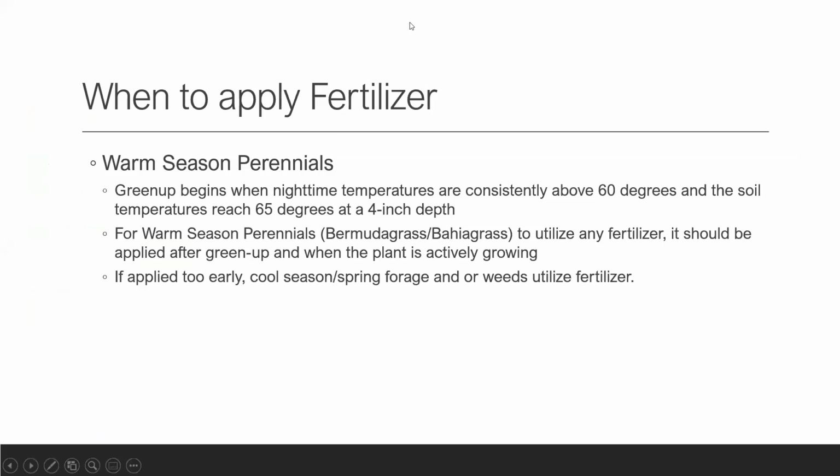All right, so when to apply fertilizers. For warm season perennials, which is the time that we're starting to think about right now. For fertilizing that ryegrass, I'll touch on that before we get into the warm season perennials. It's probably going to be a few days before we can apply any fertilizer to that ryegrass. So for ryegrass right now, or any cool season pasture for that matter, especially the annual grasses. Legumes, maybe not so much because they can fix their own nitrogen.